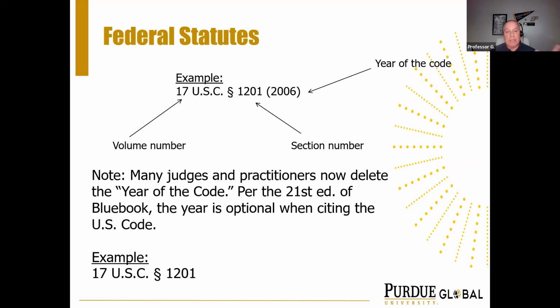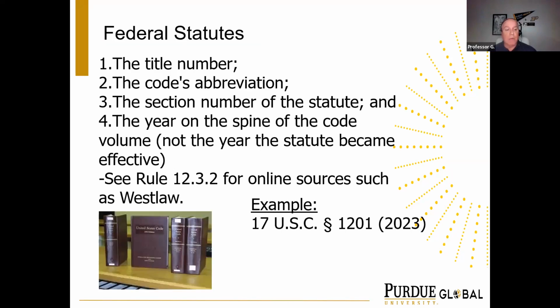So here's another visual for you. I did get ahead of myself. So the year is optional, but you see the section number, the year of the code. Basically, I'll quickly summarize that. When you're pulling a book off the shelf, the year would be the year on the spine of the volume, or you open it up and find that copyright year.